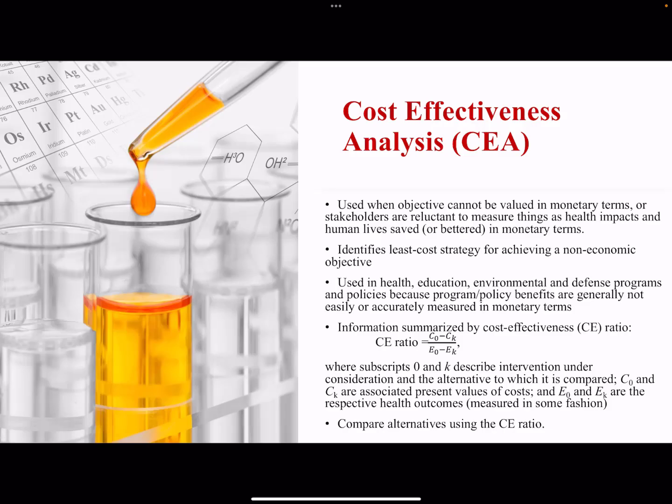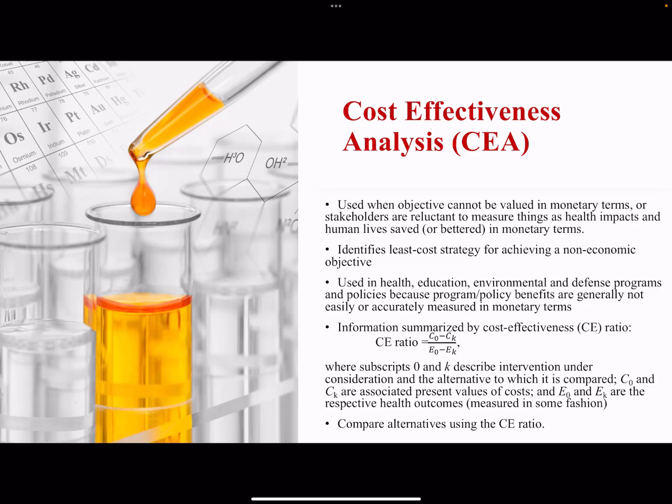Cost-effectiveness analysis is used when the objective cannot be valued in monetary terms, or stakeholders are reluctant to measure things such as health impacts and human lives saved or human lives bettered in monetary terms. Cost-effectiveness analysis identifies least cost strategies for achieving a non-economic objective. Therefore, it's used in health, education, environmental, and defense programs and policies because programs or policy benefits are generally not easily or accurately measured in monetary terms.